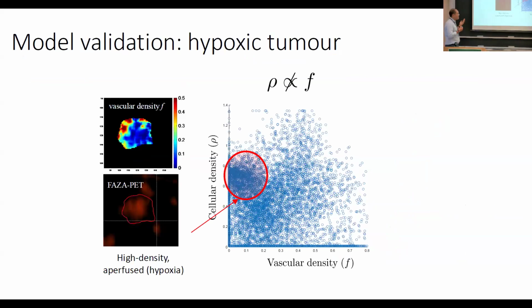Conversely, here is a highly hypoxic tumor. There's absolutely no correlation between cellular density and vascular density, which in this model is interpreted as upregulation of lactic acid fermentation. The only way I can get this dense cluster of cells at this relatively low vascularization is if they're using lactic acid fermentation. And this is hypoxia. We can actually co-localize these with PET images. It's not that clear, but this corresponds to a nicely PET-avid region, and it is aperfused.